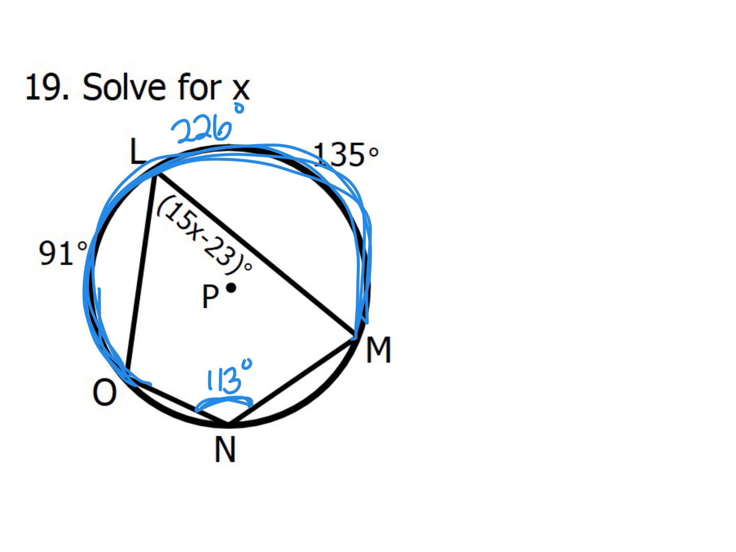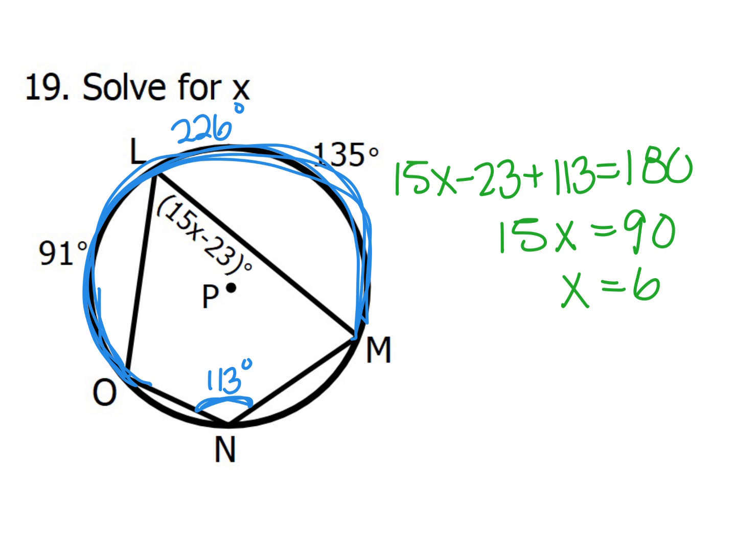So my equation for x would be 15x minus 23 plus 113 equals 180. Again, that relationship is coming from the opposite angles being supplementary. So 15x minus 23 for angle L adds with the 113 degrees to be supplementary, 180 degrees. Solving this equation, combining like terms and subtracting from 180, we get 90. 15x equals 90, divided by 15, x equals 6. So again, that's a method using the opposite angles being supplementary within a quadrilateral that is inscribed in a circle.